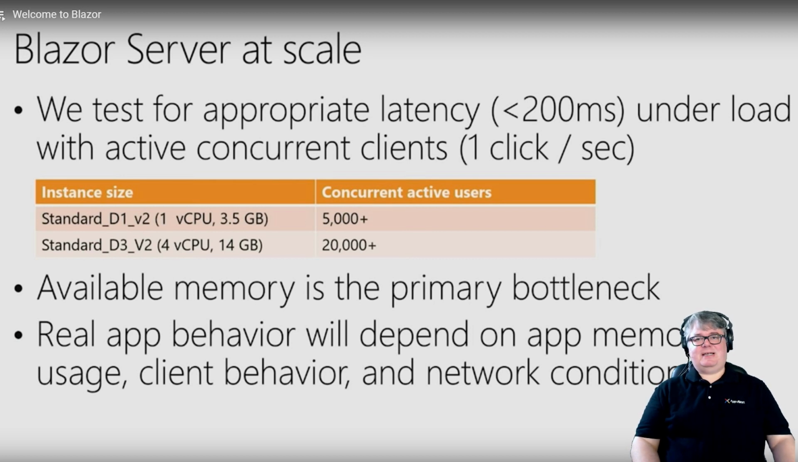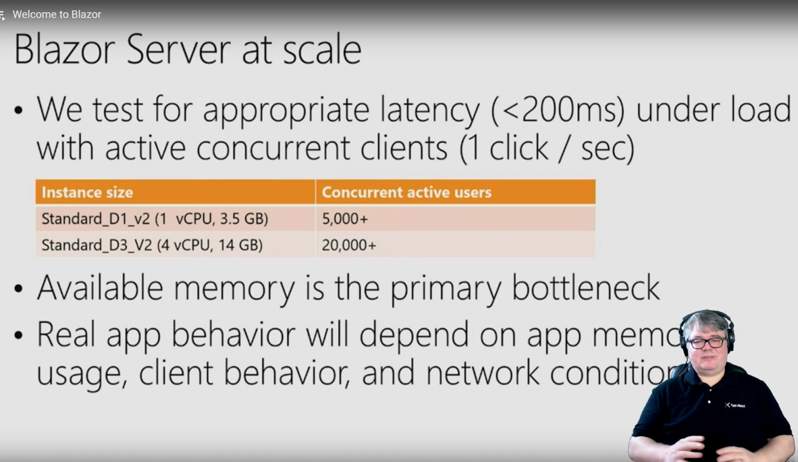So essentially what they did was they kept adding users clicking a button once a second. And like I said, it was a real app. So the results, well, with a machine that had 1 virtual CPU and 3.5 gigs of RAM, they were able to comfortably host 5,000 clients on one box.